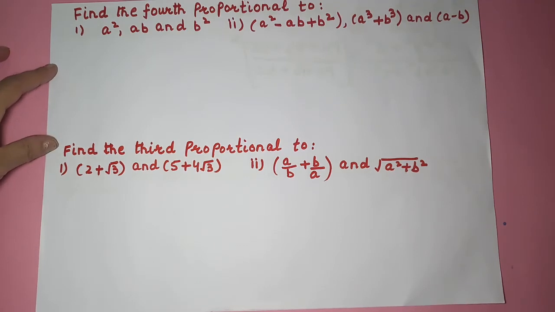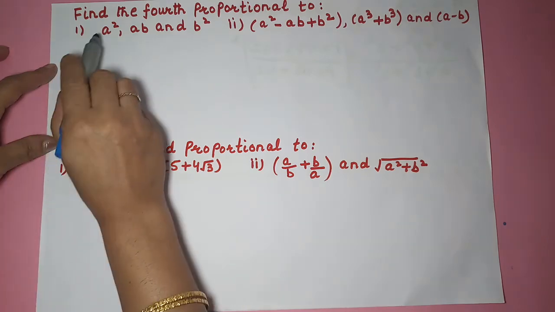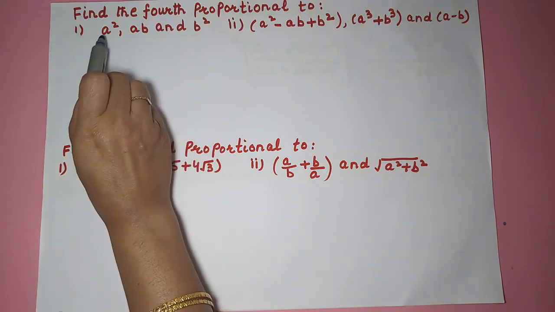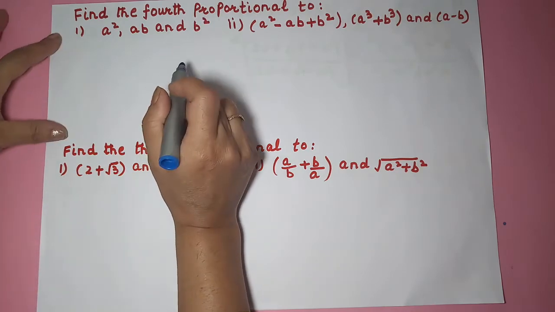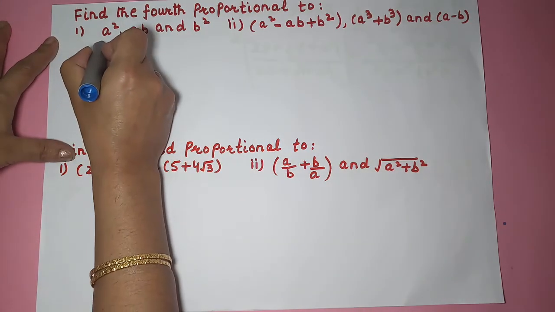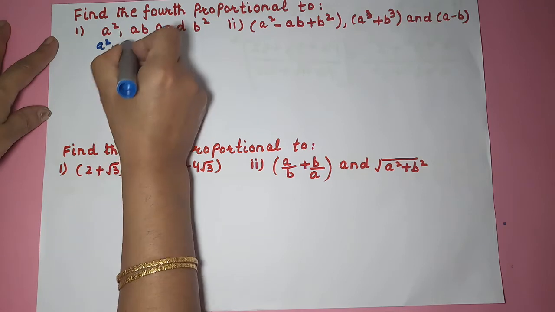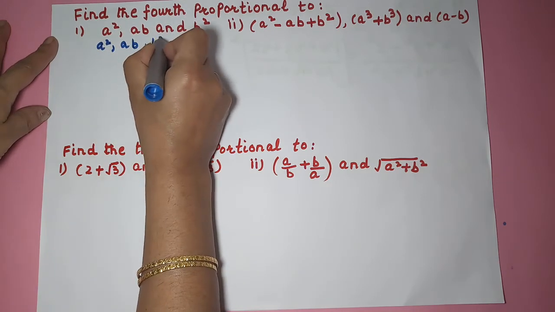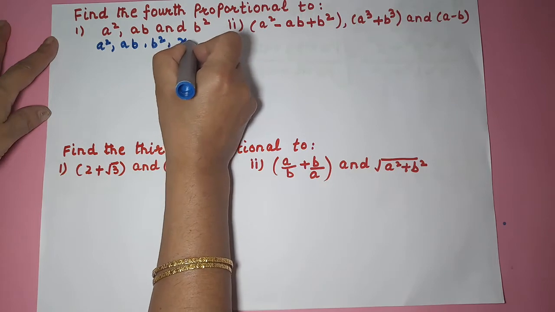In this video, we will solve some of the sums based upon the proportion. Now, we are given a square, ab and b square, and we are supposed to find the fourth proportional to these three numbers. So, let's assume that the fourth proportional is x: a square, ab, b square, and then x, right?